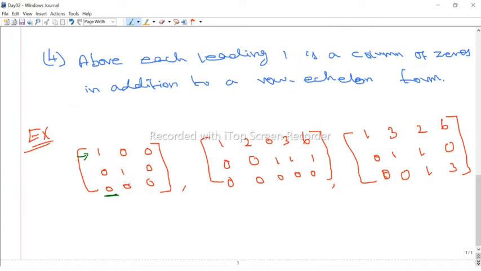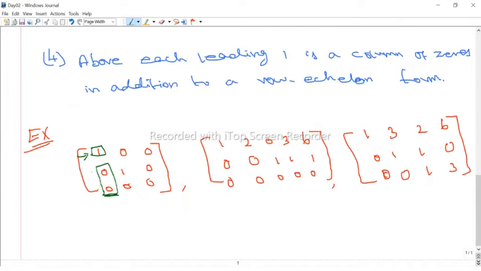Now, we have to scan each row. First, we scan the first row. Suppose we find the first non-zero entry, that should be 1. Now, this is the first non-zero entry. That should be 1, and then the corresponding columns below are 0. Yes, it is 0.